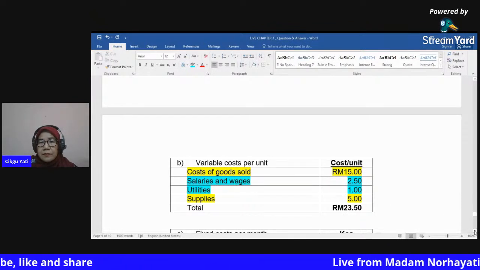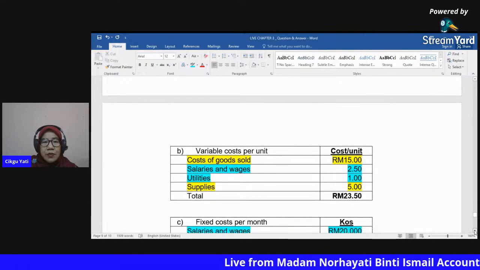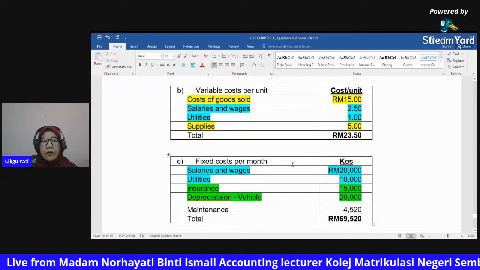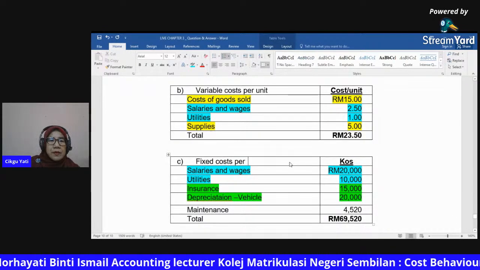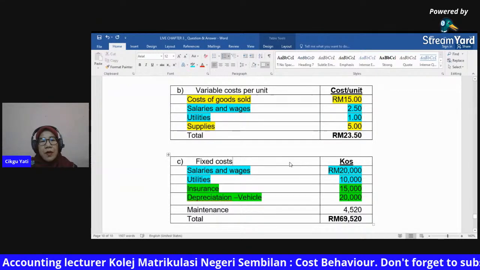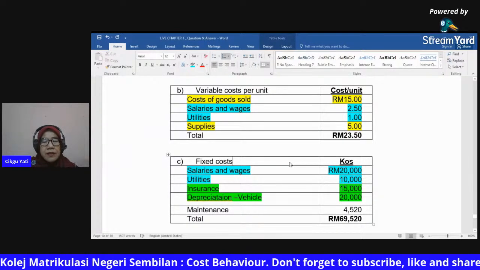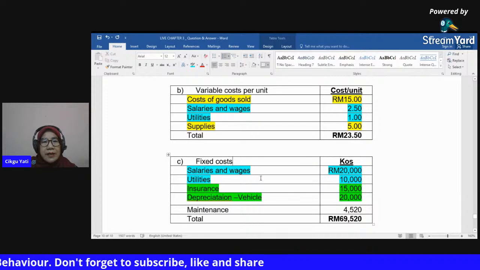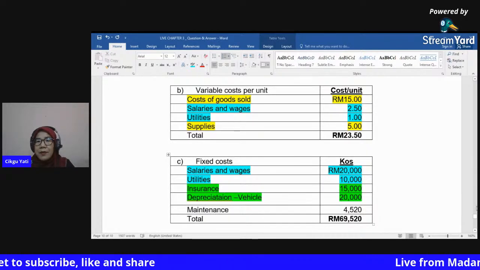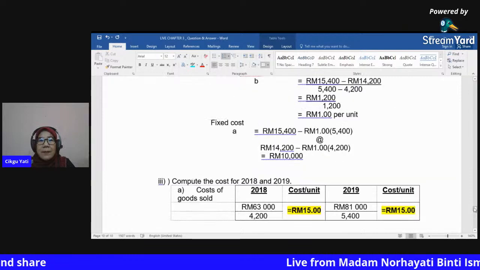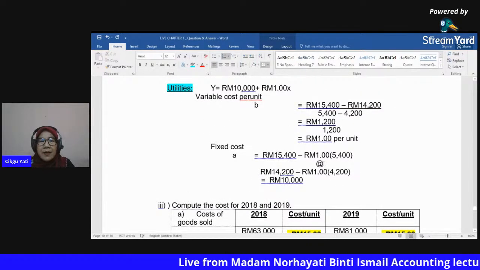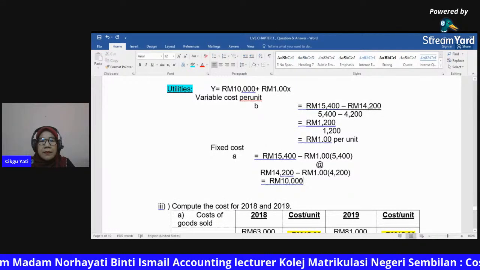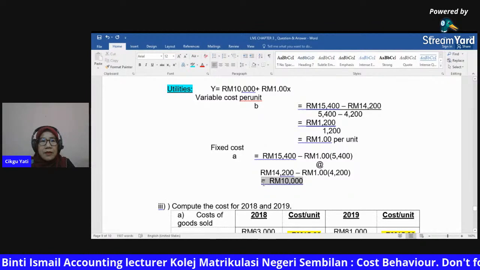Okay, the next question, you are required to calculate fixed cost. This one is not per month actually, fixed cost. So you just calculate fixed cost for salaries and wages using the high-low method. And also you have to calculate utilities using the high-low method. Can you remember just now? We have calculated just now. Okay, this one we have already calculated, 10,000. This is fixed cost, right? Okay, this one fixed cost.